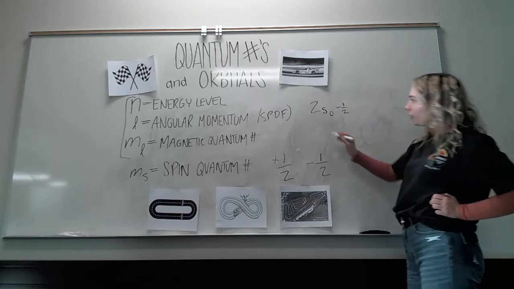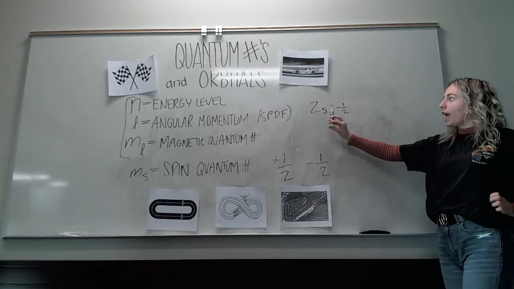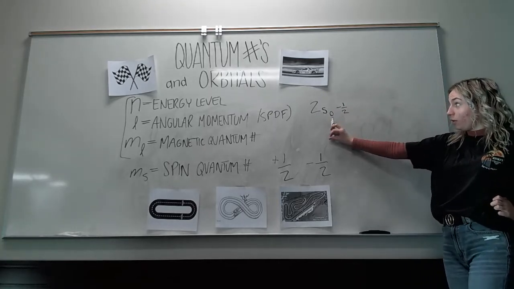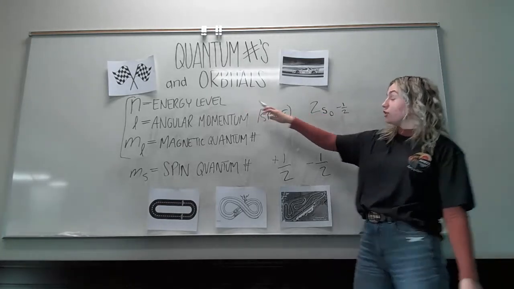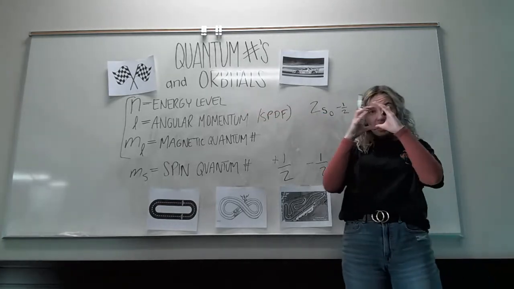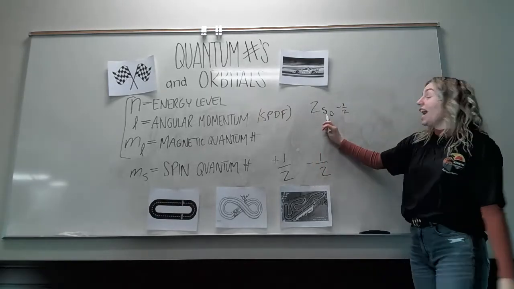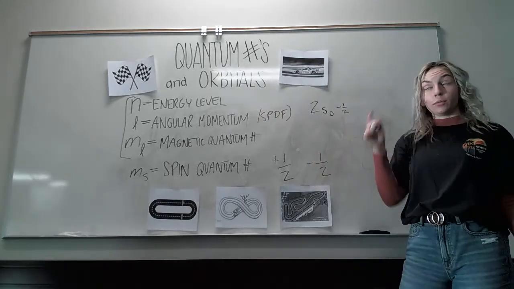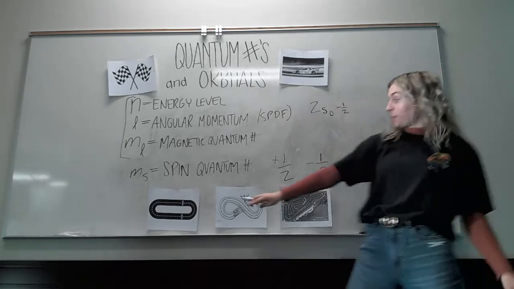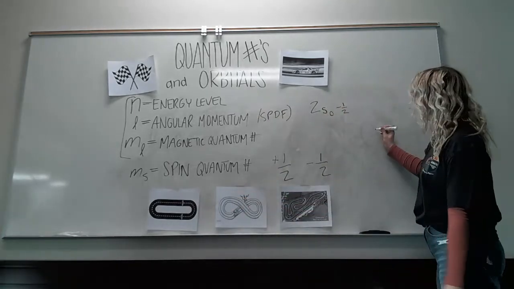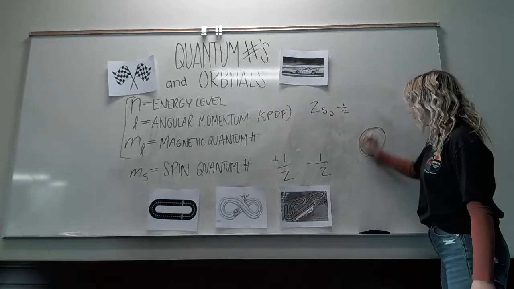Okay, so if you can't really read, it's 2s 0 negative 1/2. So we're going to go to each quantum number. The energy level is 2, so it's going to be about this size. Then the s, what shape is the s? Well, let's think. S is the first one. Superpowers don't fail. First one, and the first shape is just a nice figure O. So this is the shape of our orbital.